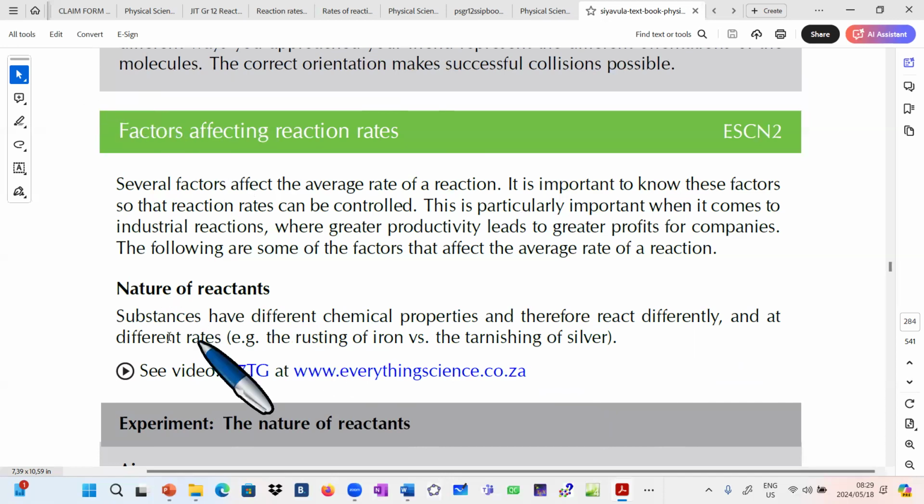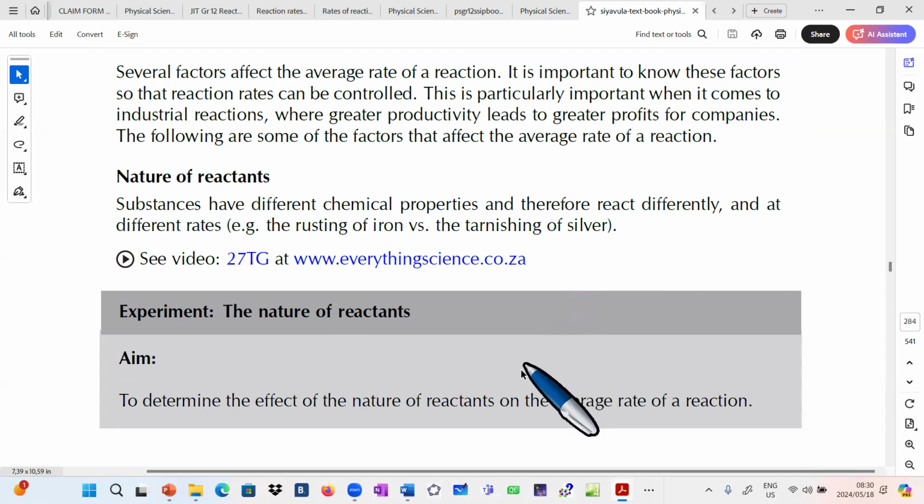So the nature of reactants becomes very important as a factor that affects reaction rates. Substances have different chemical properties and therefore react differently and at different rates, for example the rusting of iron versus the tarnishing of silver.